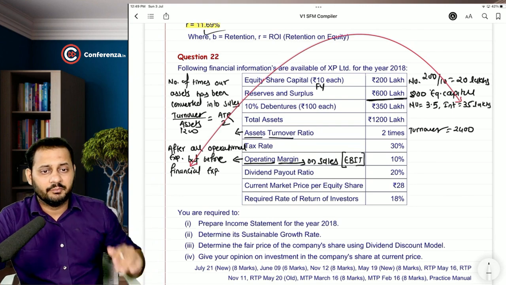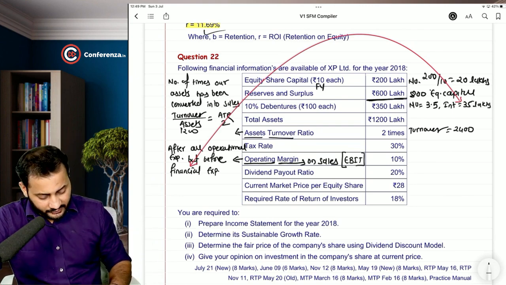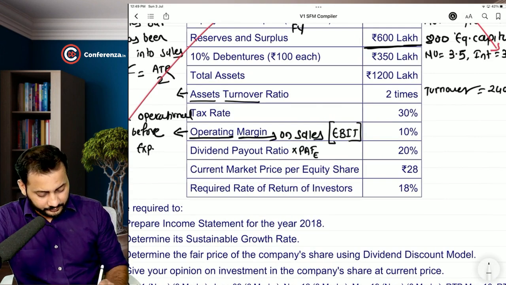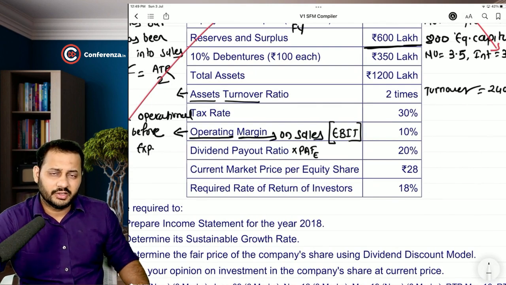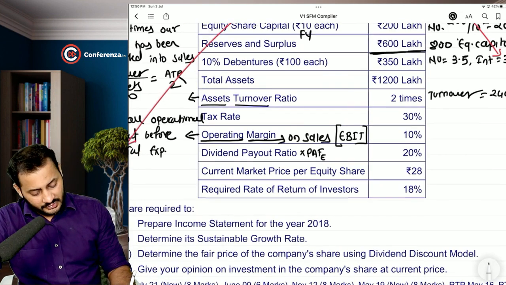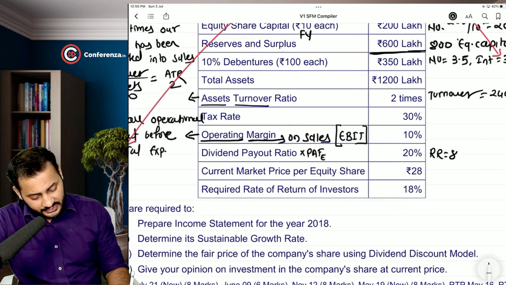Okay, dividend payout ratio is 20%. First of all, dividend is applied on the profit after tax for equity. Normally the profit after tax which we arrive at, we should give one more treatment to, which is deducting the preference dividend. But there is no preference share in this question, so we will forget that. Okay, so dividend payout ratio is 20%. That means retention ratio is 80%. Am I right?